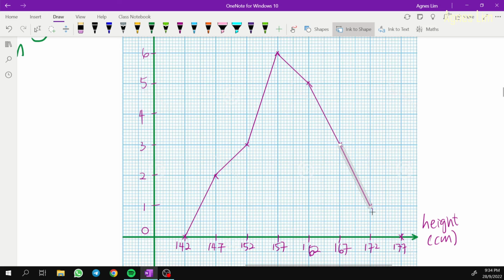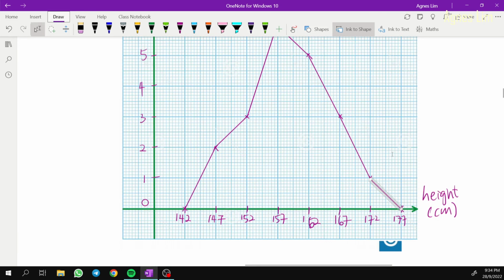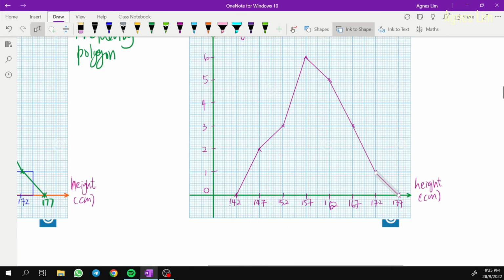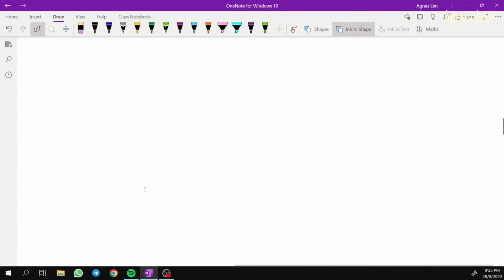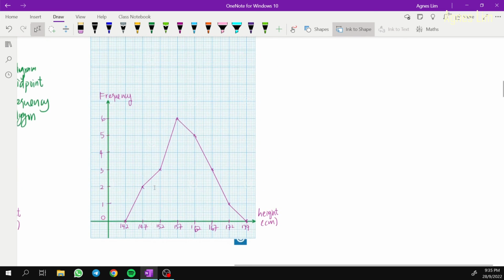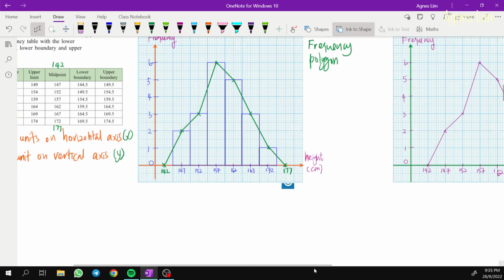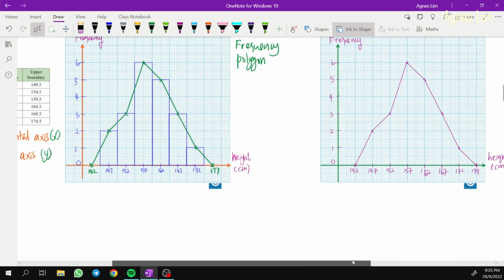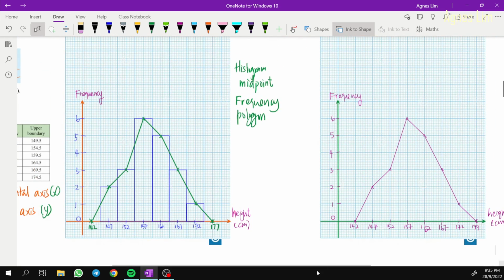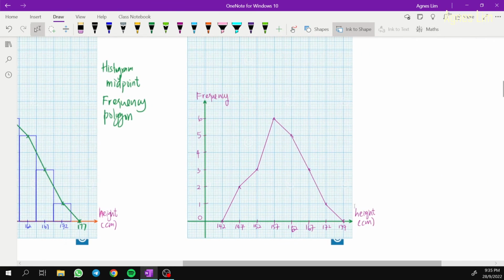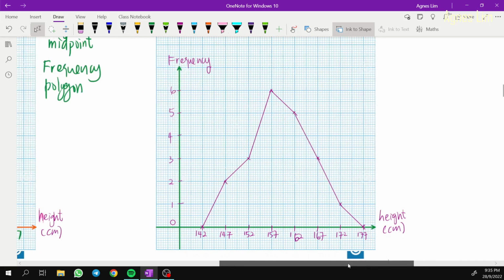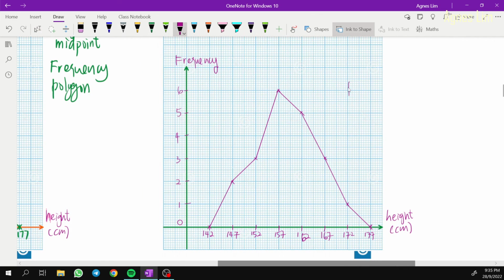So at the end of your frequency polygon drawing, it has to look like a mountain. You start at 0, you also end at 0. Okay, so that is how we draw. That's how we draw 3 different graphs actually. So remember this one, this one is just the frequency polygon.